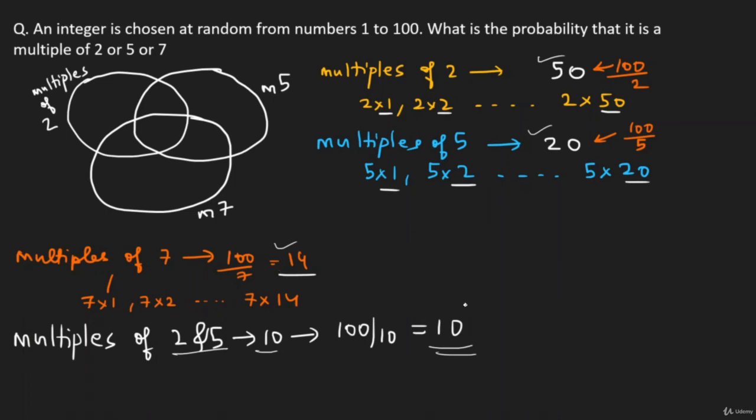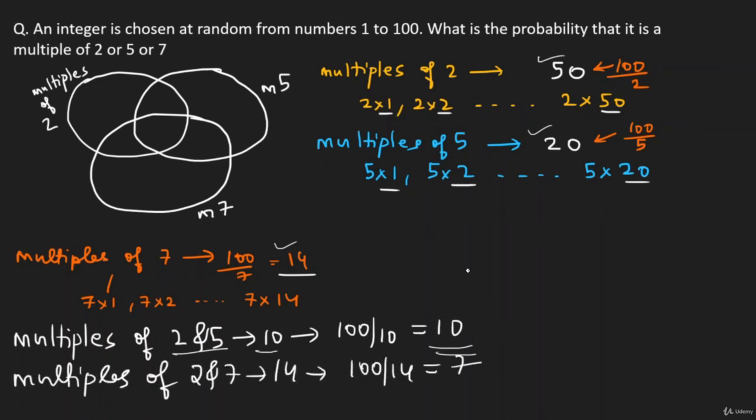So there are 10 multiples which are multiples of 2 and 5. What about 2 and 7? How many multiples are there? You can see that there are 7 multiples which are multiples of 2 and 7, because when you want to find out multiples of 2 and 7, you just need to find out multiples of 14.